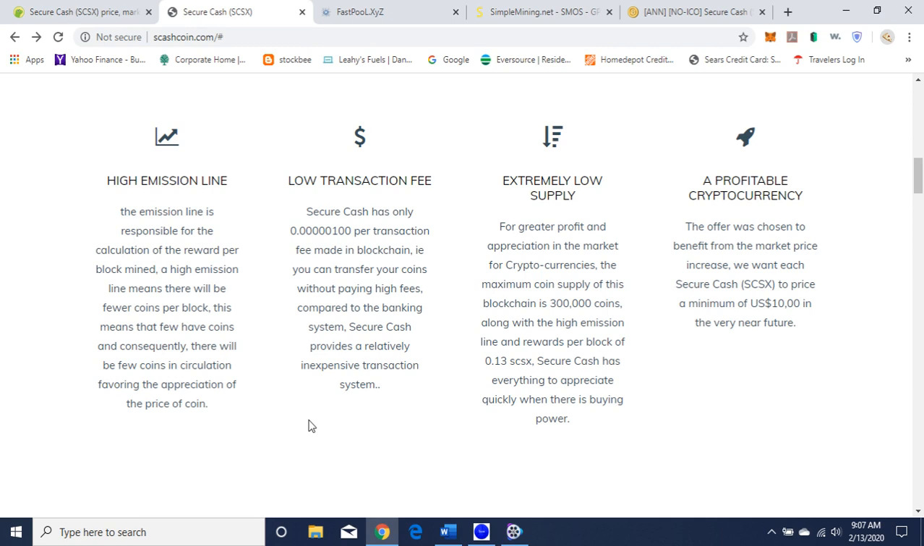Low transaction fee. Secure Cash has only a 0.00001 per transaction, very, very low. Fee made in blockchain. For example, you can transfer your coins without paying high fees. Compared to the banking system, Secure Cash provides a relatively inexpensive transaction system. Extremely low supply. For greater profit and appreciation in the market for cryptocurrencies, the maximum coin supply of this blockchain is 300,000 coins. Along with the high emission line and rewards per block of 0.13 Secure Cash coins, Secure Cash has everything to appreciate quickly when there is buying power. A profitable cryptocurrency, the offer was chosen to benefit from the market price increase. We want each Secure Cash to price a minimum of US$10 in the very near future.